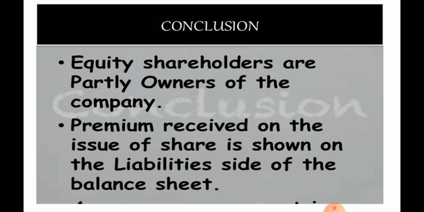Conclusion is, equity shareholders are partly owners of the company. Premium received on the issue of shares is shown on the liability side of the balance sheet. So, this video ends here. In the next video, we solve all the questions related to this by case, and also try to understand the pro rata allotment of share capital. Thank you.